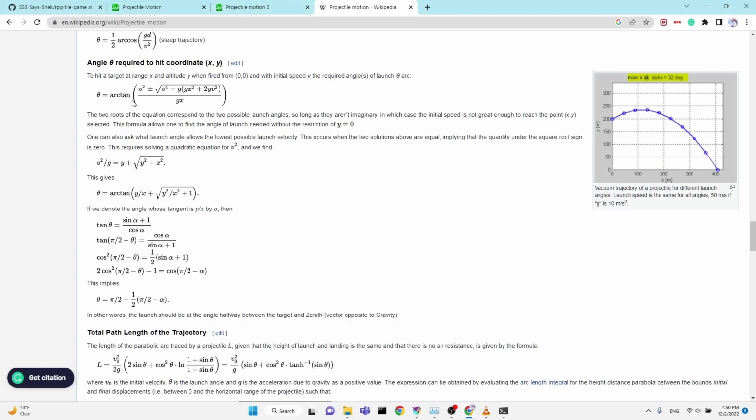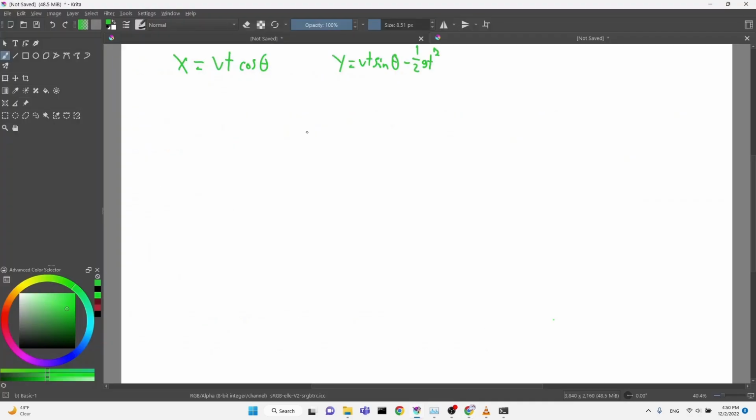Now, how do we derive this formula? Let's go back over here. The first thing we'll do is isolate t. That means we have to divide both sides by v cosine of theta to isolate t. So t is just going to be x over v cosine of theta, right?